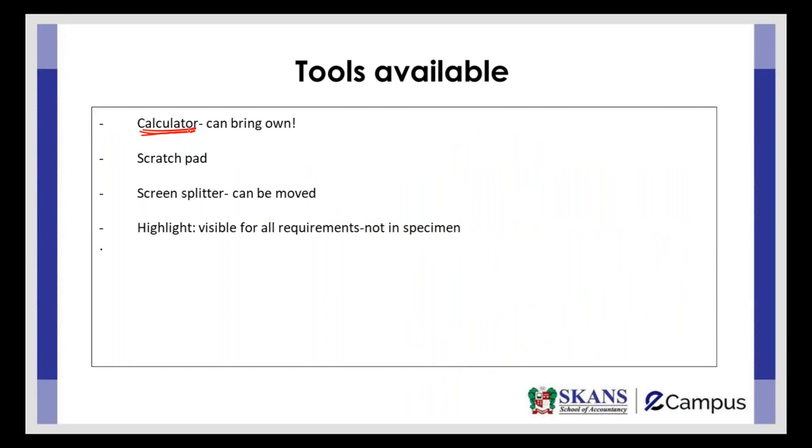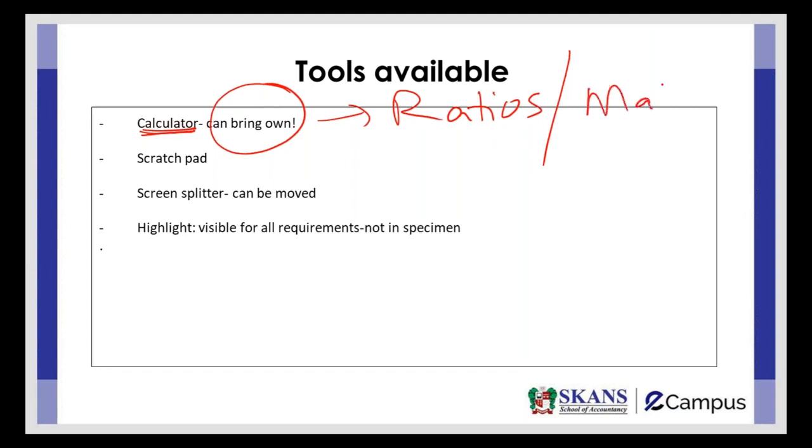You will have a calculator on the screen, but you can take your own calculator as well. If you're not comfortable using the calculator on the screen, you can use your own one. Please remember that you need to calculate ratios. You need to calculate materiality. So do bring your calculators if you don't want to use the one on the screen. There will be a scratch pad on the screen for you to make notes. It will not be marked by the examiner. So whatever you write on the scratch pad will not be marked. Again, I'll show you the scratch pad soon.